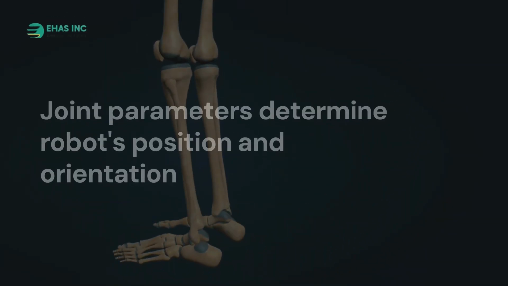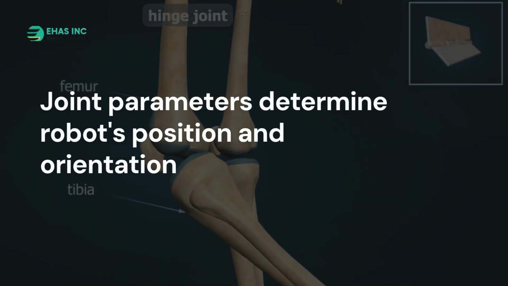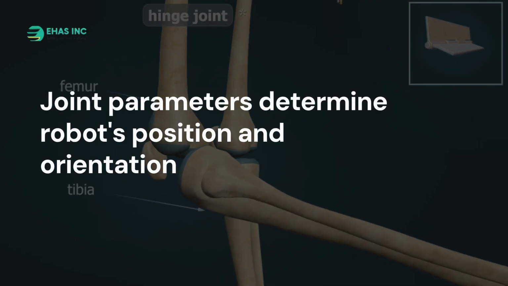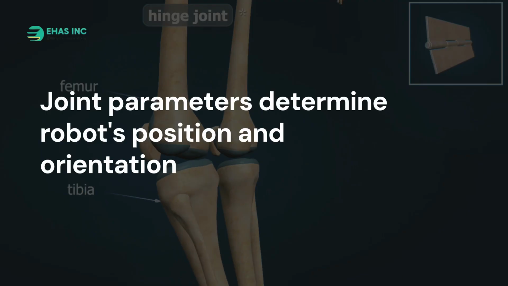Joint parameters play a crucial role in determining a robot's position and orientation. By adjusting angles and lengths, we can predict the exact location of the end effector. It's like solving a complex puzzle.